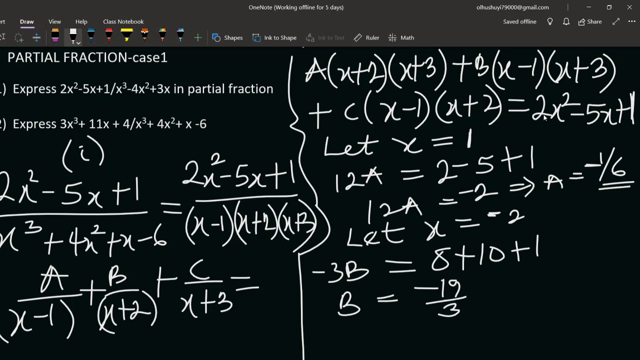So I think if we put the value of a into this expression, we should have our c minus 19 over 3. Since a is already minus 1 over 6, we eliminate this. So we can just put values of a and b into that. Let me clear this place.